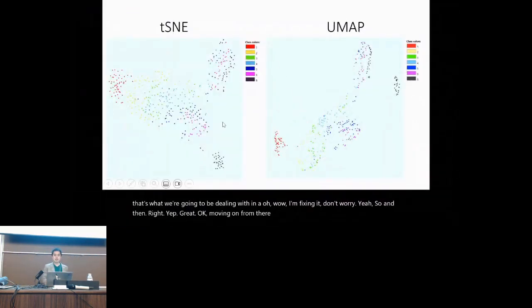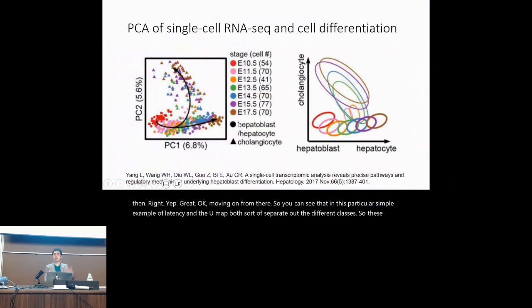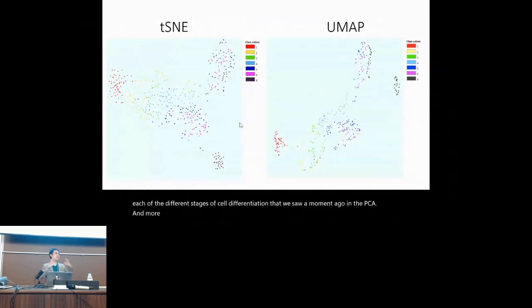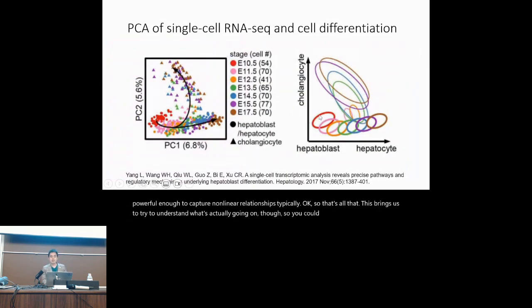You can see that in this particular simple example, t-SNE and UMAP both separate out the different classes, each of the stages of cell differentiation that we saw a moment ago in the PCA. In more complicated examples, you may not see the same behavior because PCA typically isn't powerful enough to capture nonlinear relationships. This brings us to trying to understand what's actually going on. You could take everything from this first cell stage and ask, what's the difference between this cluster of cells and this cluster of cells here?